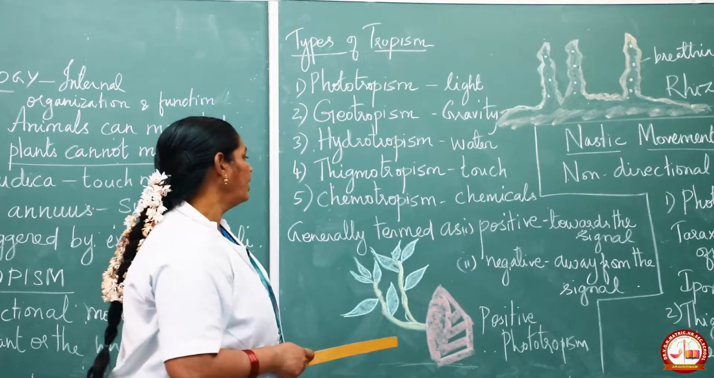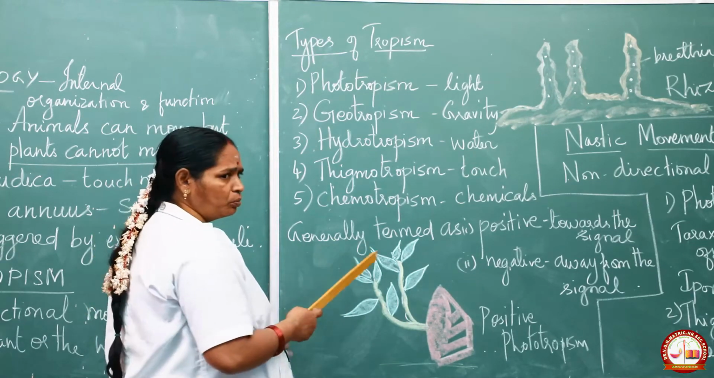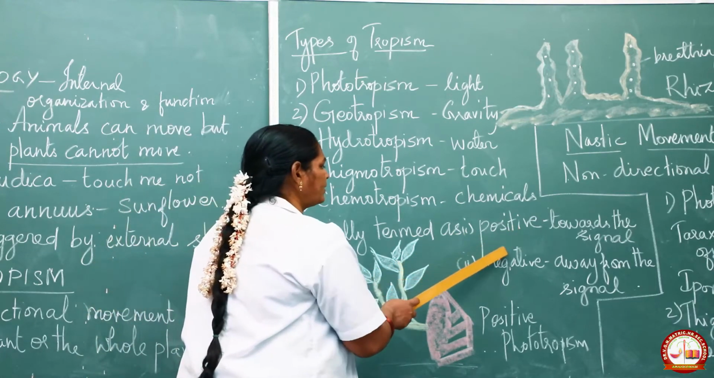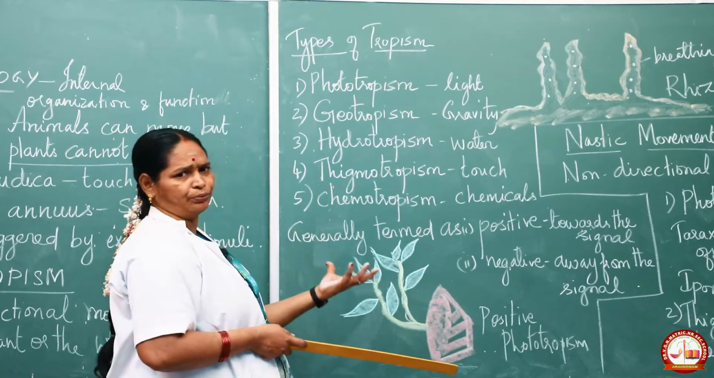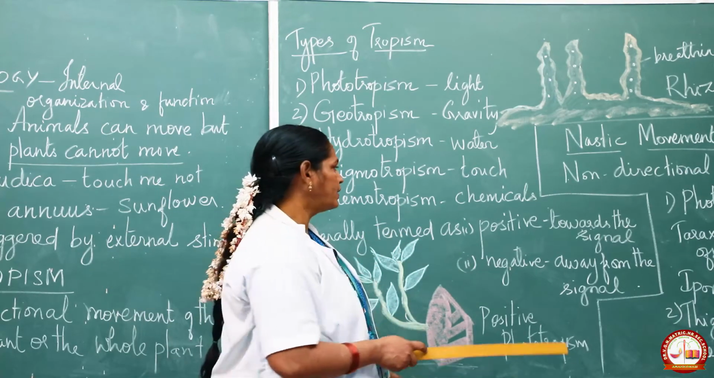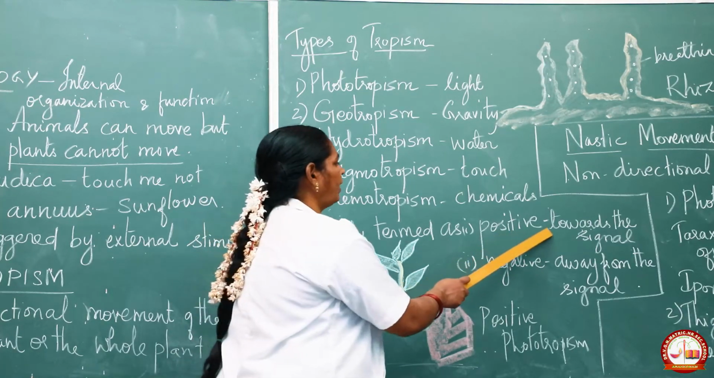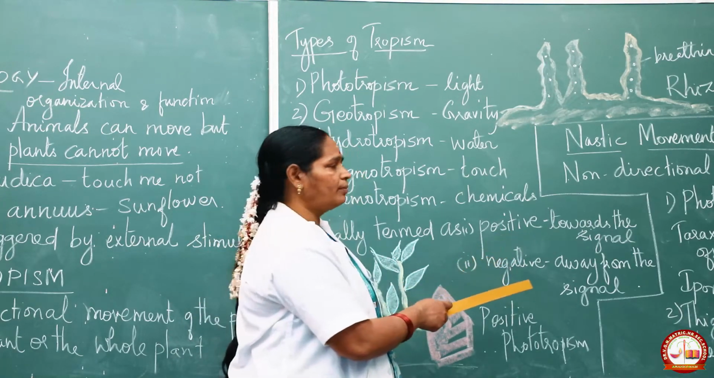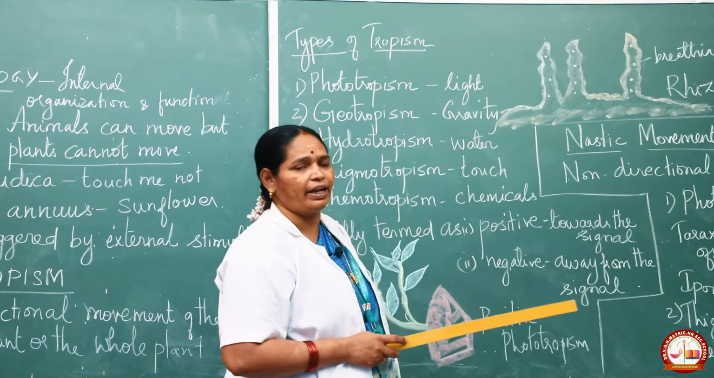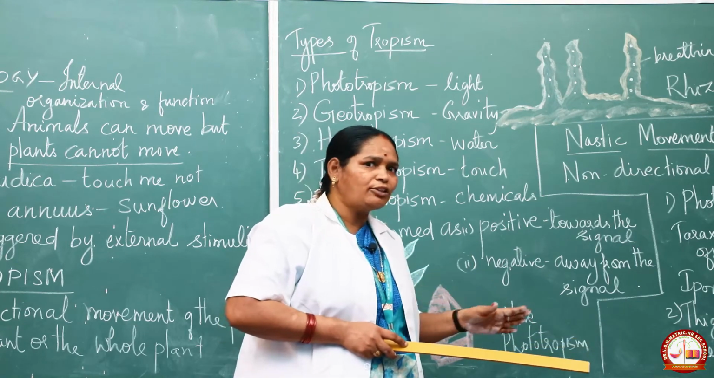Okay children, generally the tropism, the unidirectional movement in the plants, occurs in two different ways. What are they? Positive and negative. See, positive tropism, negative tropism. What is positive tropism? It grows towards the signal. Wherever they get the signal, wherever they get the light energy, they bend towards it.